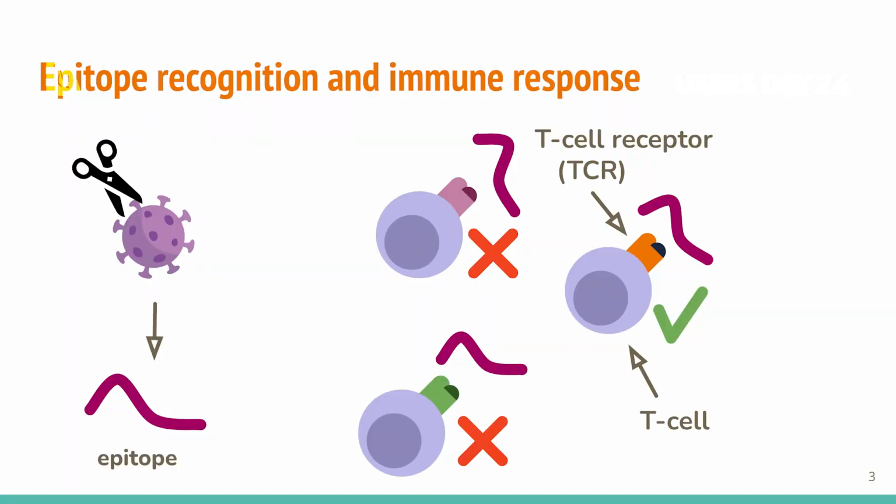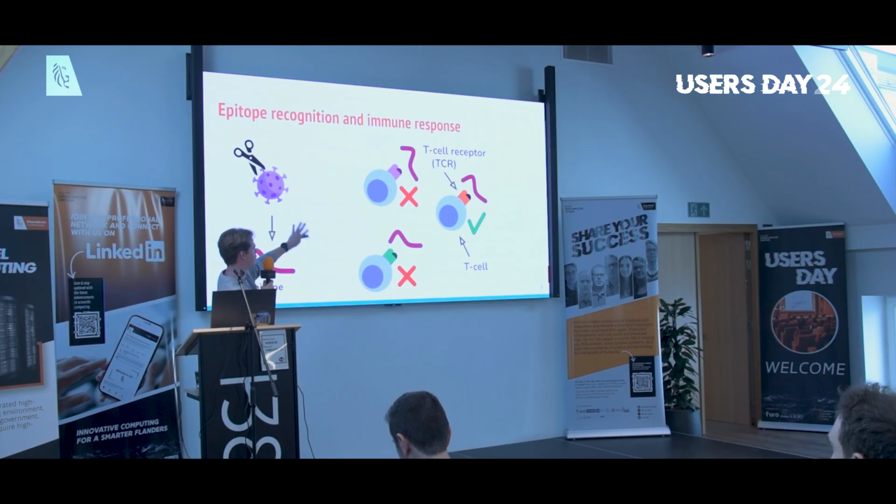Then in our immune system we have T cells, and these T cells have a T cell receptor, and that is a very important part because almost all of the T cells in our body have a different T cell receptor, and these different T cell receptors can then recognize or bind to different epitopes. So for example, that T cell would recognize this pink epitope, but the other T cells don't recognize it.